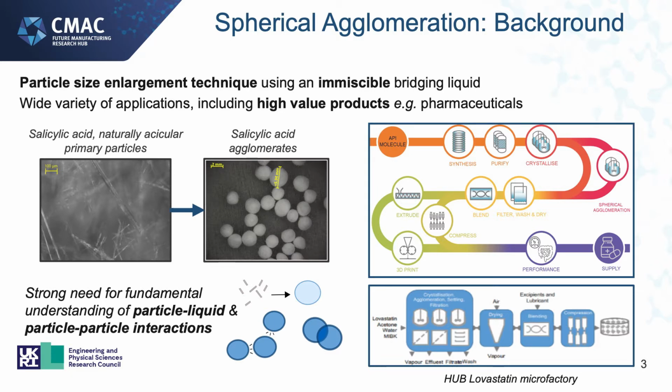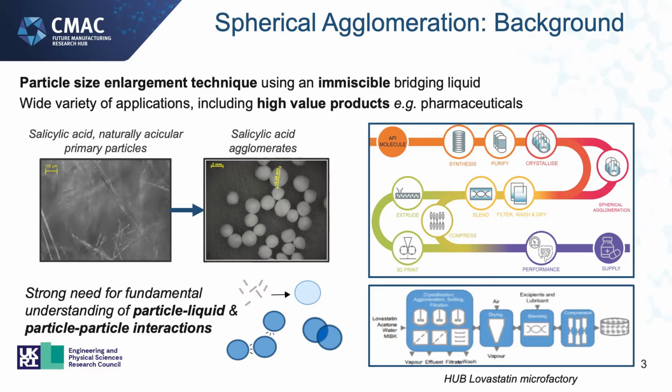So in terms of background, spherical agglomeration is an increasingly applied technique for pharmaceuticals. It's been used primarily as a particle size enlargement technique, which uses an immiscible bridging liquid. And it has a wide variety of applications, including pharmaceuticals and other high-value products as well. One of the key benefits and drivers for applying it is that it can be applied to problematic and difficult to process shapes or particles. So, for example, if you see here, you have needle-like crystals. And by using the immiscible bridging liquid, we can form these really nice, dense and enlarged spherical agglomerates, which inevitably will make downstream processing easier as well.